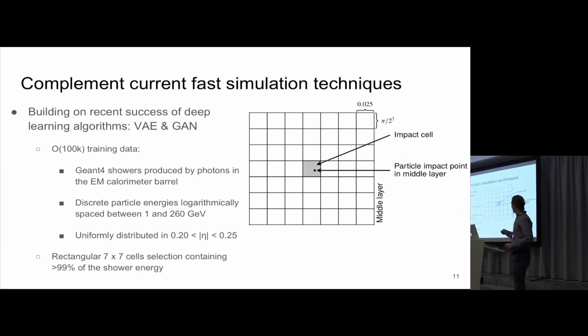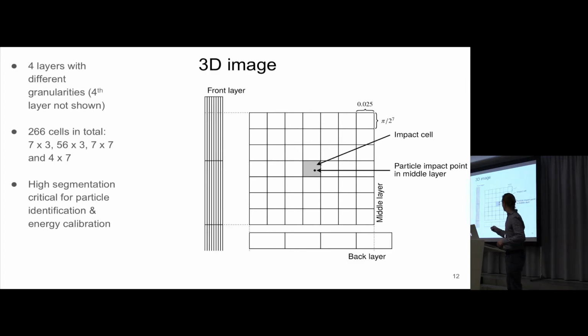So what do we use as a training sample? We have 100K of these Geant4 showers, and for the moment we focus on photons, which deposit all the energy in what is called the electromagnetic calorimeter. We have discrete energies, logarithmically spaced between 1 and 260 GeV. We focus on a very narrow range in eta, and then we pick a window around the cell where the particle hit our calorimeter, such that we catch, on average, 99% of the shower energy. Now, this is only one layer of the EM calorimeter, but we have more. We have a total of 4 layers.